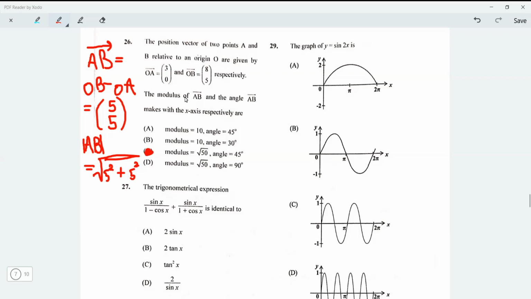Next thing it needs is the angle AB makes with the x-axis. AB is 5, 5. So if we do one little sketch, 5, 5 is maybe right here. X is 5, Y is 5. And then we want the angle AB makes with the x-axis. This right here is the angle theta.